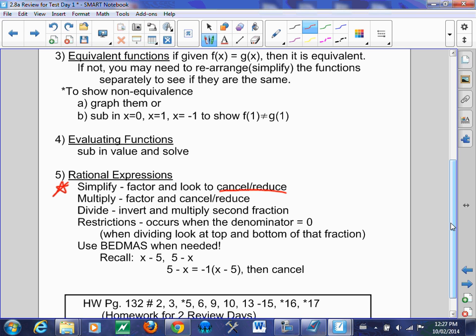And remember, when you multiply, you need to write factor and cancel reduce. Divide, you're going to invert and multiply the second fraction. Watch for your restrictions when you're dividing, because remember, you look at the top and the bottom. And remember, I didn't put in here, when you're adding or subtracting, you need your lowest common denominator, LCD. Okay, and recall, ladies and gentlemen, when you've got one factor that's x minus 5 and the other one is 5 minus x, multiply one by -1 and then cancel.